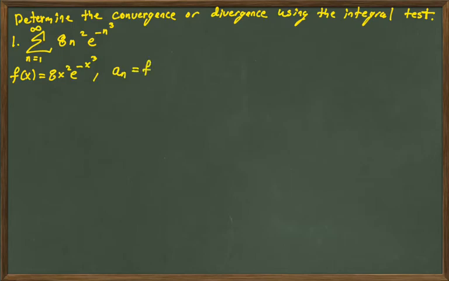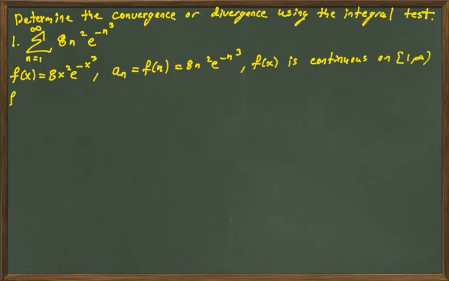Notice our sequence, 8n squared e to the negative n cubed, is equal to f of n, where n is a positive integer. So that's an agreement. Okay, f of x is continuous. Both 8x squared and e to the negative x cubed are continuous on the entire real number line, so they're certainly continuous on the interval 1 to infinity.